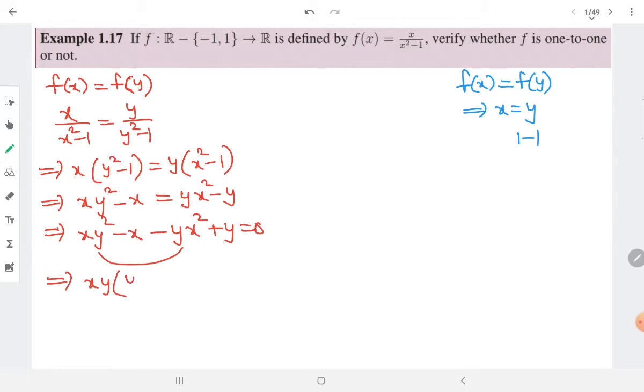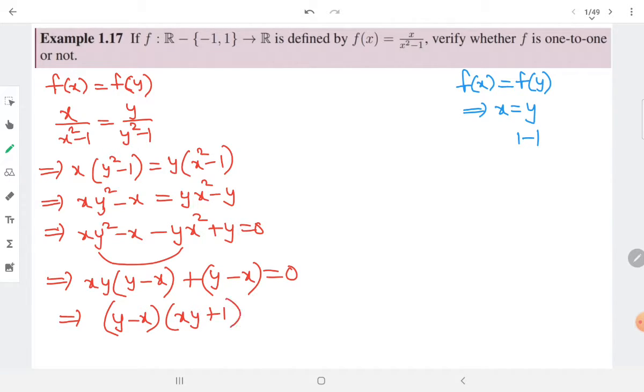If I take xy common, here you will get y − x. Let me write it clearly. Here you have the y² term, so you get xy(y − x), and the rest of the terms are again y − x, equal to 0. Now this is the first term and this is the second term; we put this as one bracket. Clearly I can take this y − x as common, so you get (y − x)(xy + 1) = 0.